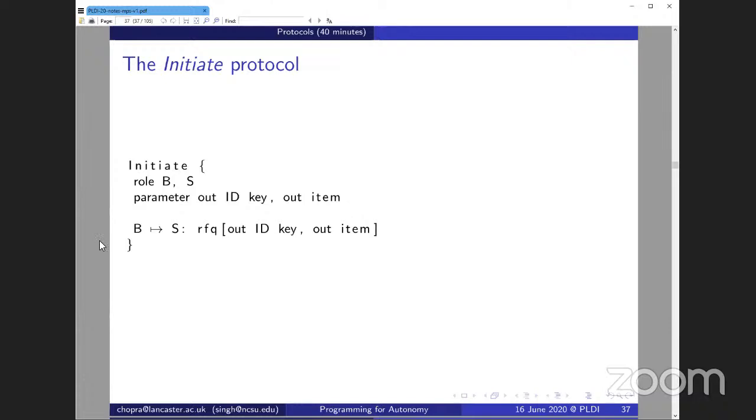And then the message involves sending the identifier. This is the payload of the message, and the item. So the buyer sends to the seller a message called RFQ, which contains the ID and the item. Now, this table in the sky is actually, in this case, equal to the table in the message. So the message is a table, and because it is, this protocol has a single message. That's pretty straightforward. The message is one table, which is equal to the table of the protocol.